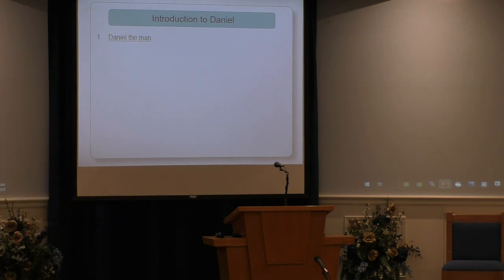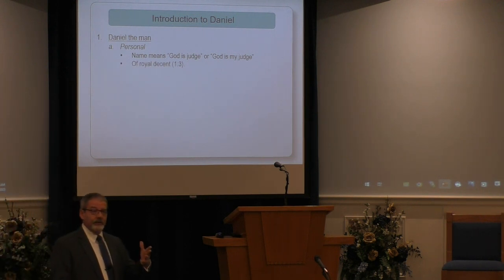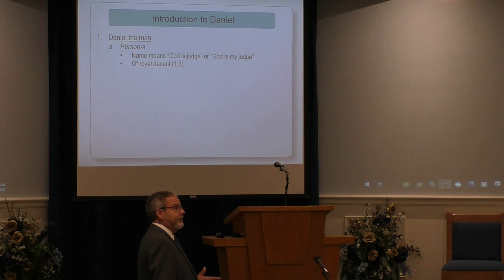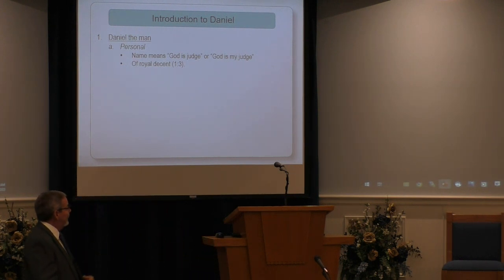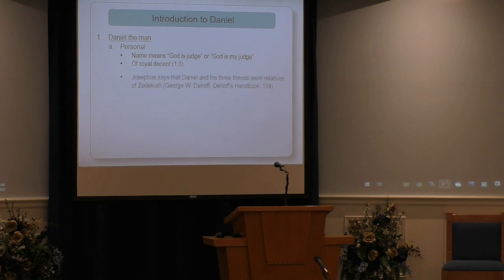Let's talk about some personal things with reference to Daniel. What do we know about Daniel? His name means God is judge, or God is my judge. He was of royal descent. You remember from reading your lesson for today, chapter 1 and verse 3, that the king of Babylon asked for some who are of the king's descendants. Josephus, the Jewish historian, said that Daniel and his 3 friends were relatives of Zedekiah, the last king of Judah. Other than chapter 1 and verse 3, we have no biblical evidence of that.